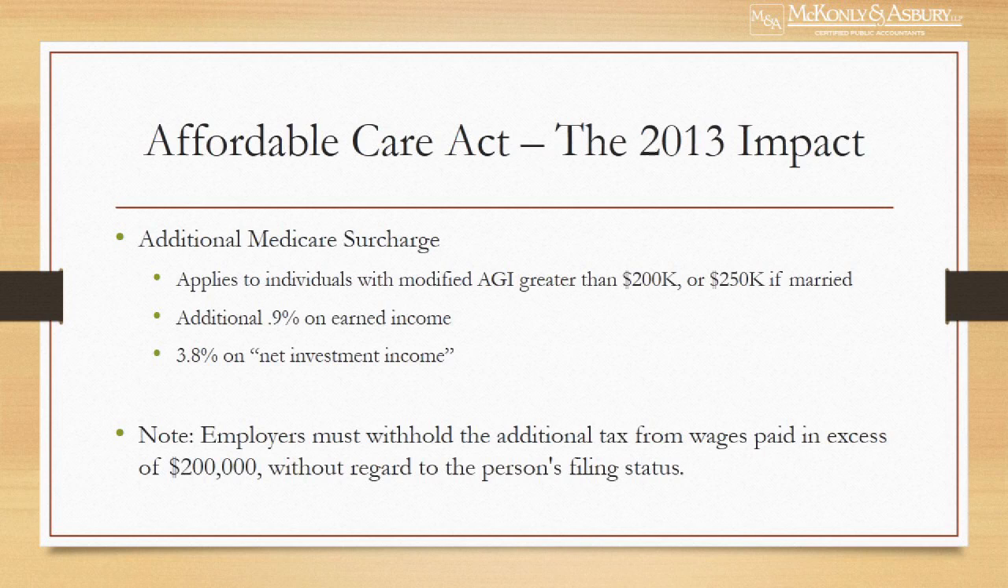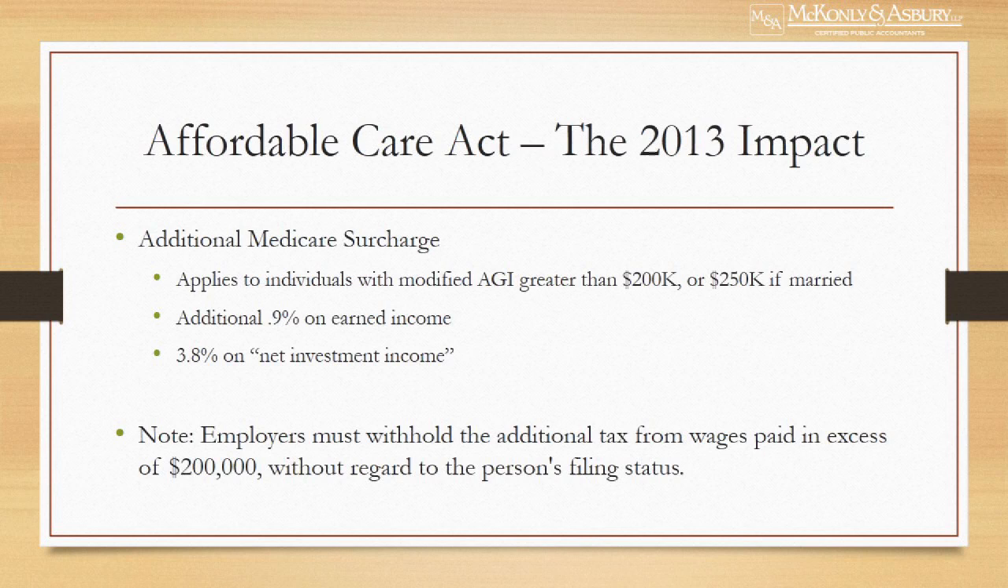They'll pay it on their tax return, similar to how self-employed individuals pay the self-employment tax at the time they file their tax return. Conversely, let's say you have a married couple. One of the individuals is working and the other is not. Let's say the working individual has $225,000 of wages. That's the only income the couple has. The employer would be required to withhold the additional 0.9% on $25,000 of the wages, the amount that it exceeds $200,000. But when it comes time to file their return, they will not be subject to the additional Medicare surcharge because their AGI would be below $250,000.